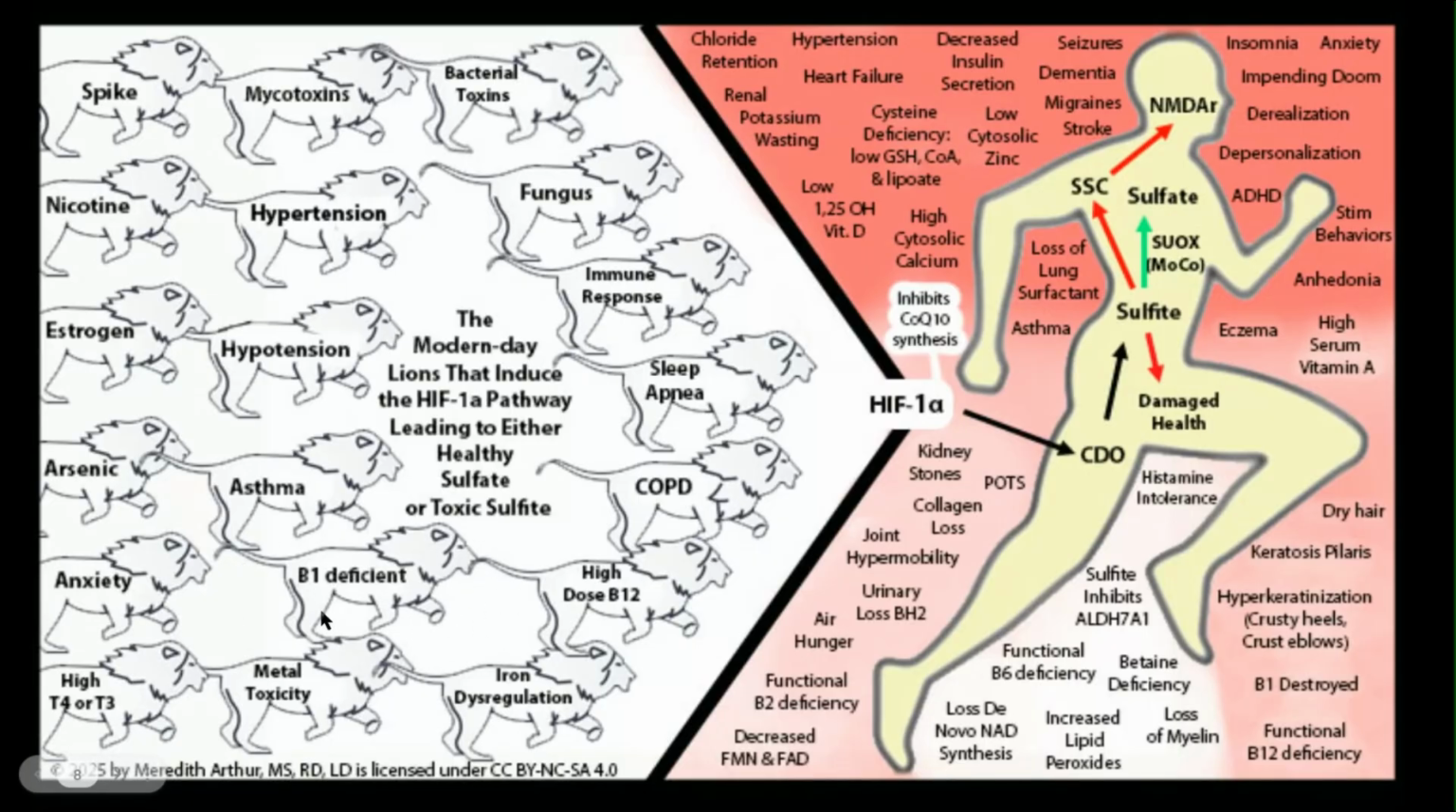Once you become B1 deficient, your pyruvate levels will build up, and pyruvate is a signal to the HIF-1alpha pathway to turn on, and that will increase CDO, and that will lead to intracellular sulfite, okay? But what I think could be the triggering factor that brings someone to this high CDO activity and higher intracellular sulfite levels is actually extracellular sulfite.